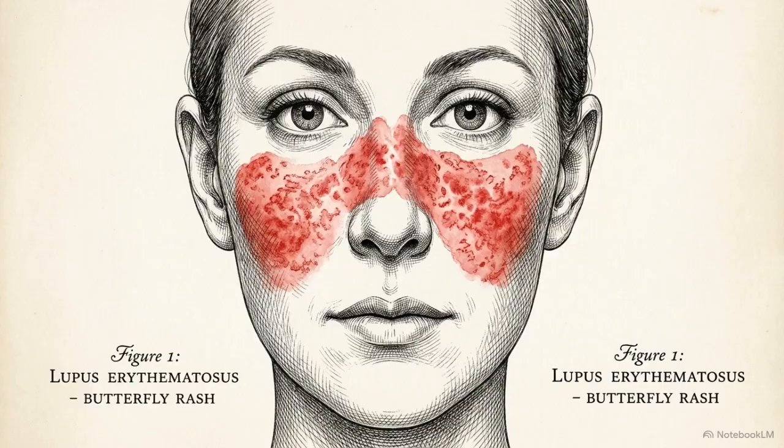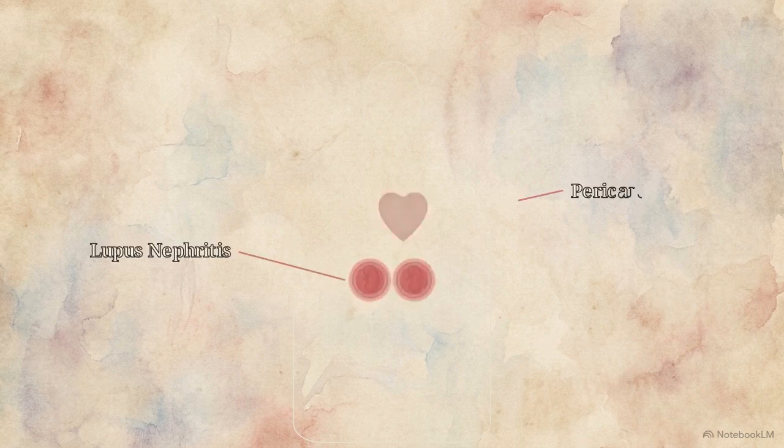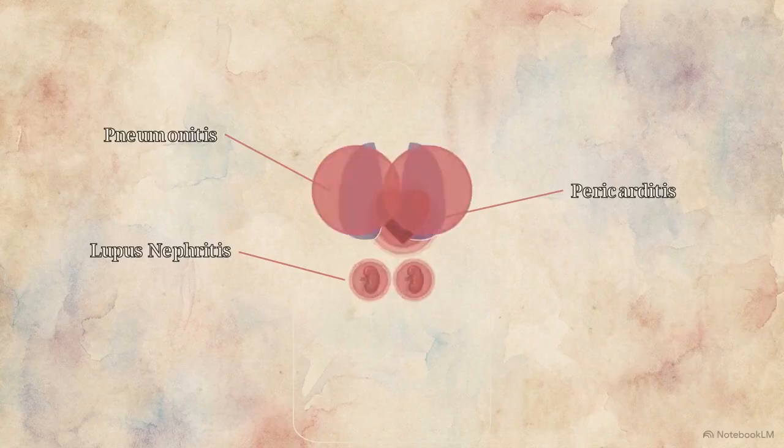Systemic lupus erythematosus, or SLE, expands this immune failure across the entire body. Patients often present with a classic butterfly-shaped facial rash, but the disease lethally targets major organ systems, causing lupus nephritis in the kidneys, pericarditis in the heart, and pneumonitis in the lungs.